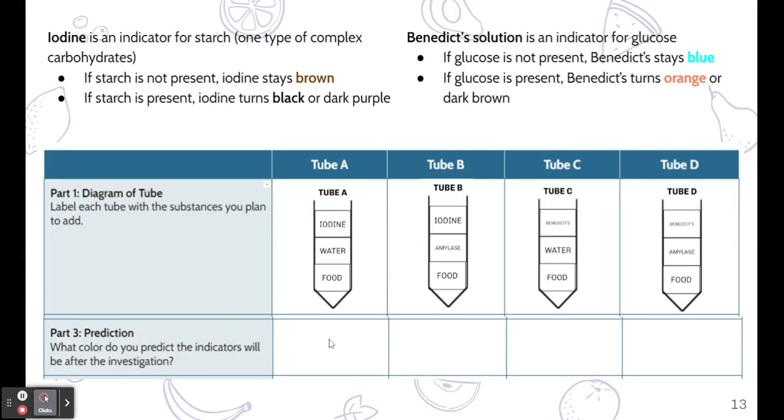All right, now it's time to make some predictions. I have our reminder of what our indicators show. You're going to tell me what color you think the indicator will be after we mix this tube. In this first tube we added iodine, water, food. What color do you think the iodine will be? Same for tubes B, C, and D. Think about, we're starting out with a food that has what? What do we think amylase will do? Take a moment and make your predictions.